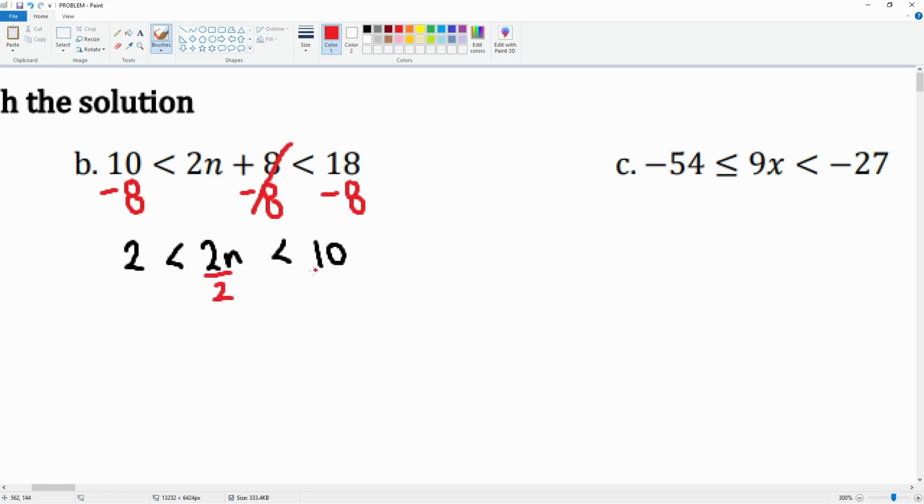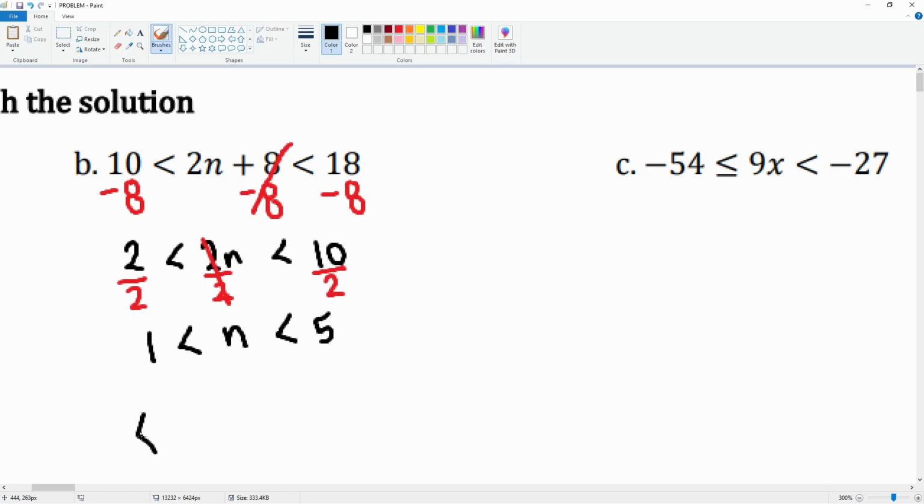Now we divide by 2 to everything. Left, middle, and right. This cancels in the middle, leaving you with just an n. You bring down all the inequalities like normal. 2 divided by 2 gets you 1. 10 divided by 2 gets you 5.